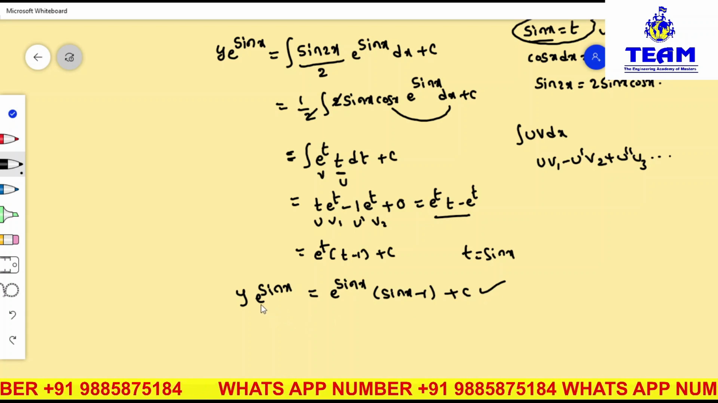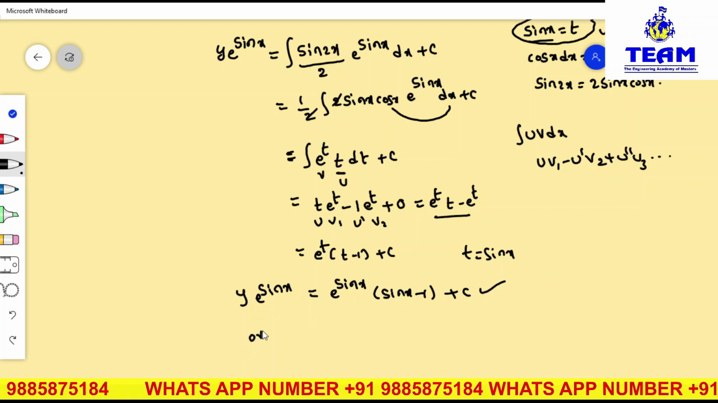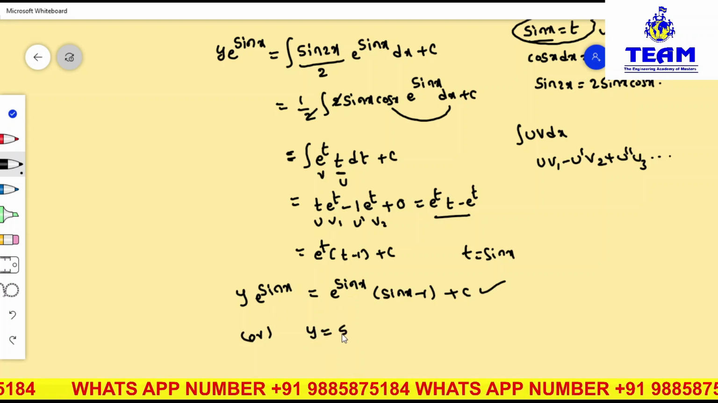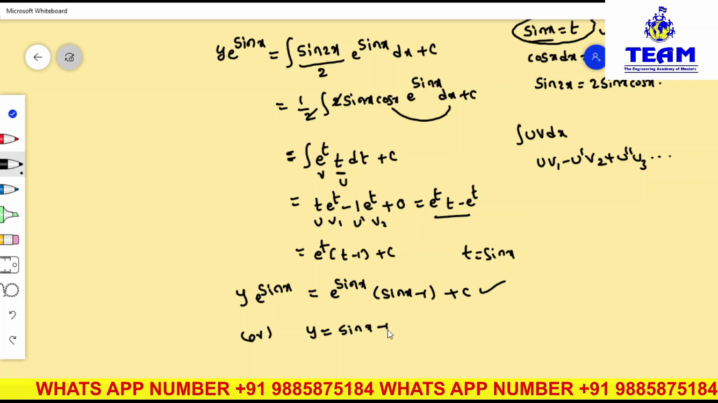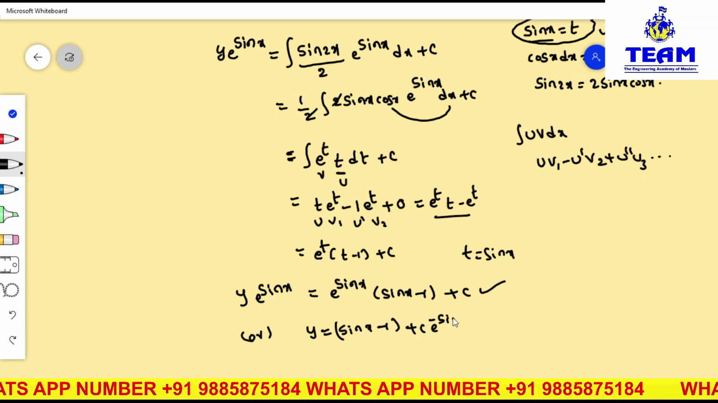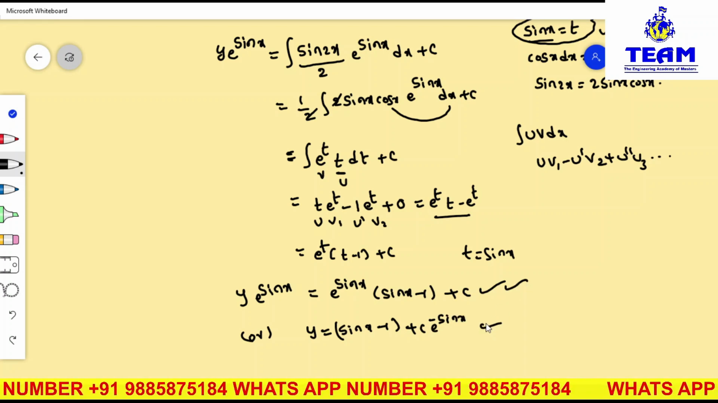Otherwise, what you can do is divide the entire equation by e to the power of sin x. Then e power sin x gets cancelled, and we get y is equal to sin x minus 1 plus c into e to the power of minus sin x. Friends, if you write this one or this one, both will be correct.